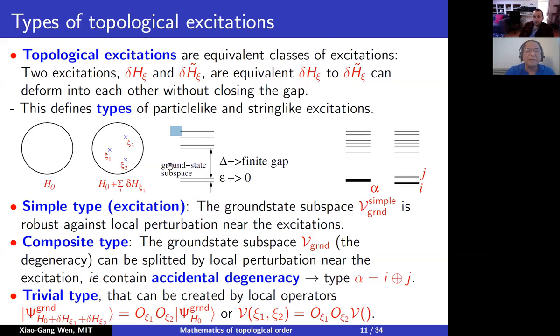So you can see that in physics, when we define excitations, we naturally have a simple object and a composite object in mathematics. So here we start to see the feature of category theory. The composite object is really defined as a direct sum. So like this alpha, if it can split into I and J, then we say this alpha type is composite, a direct sum of an I type and a J type. So that's the definition.